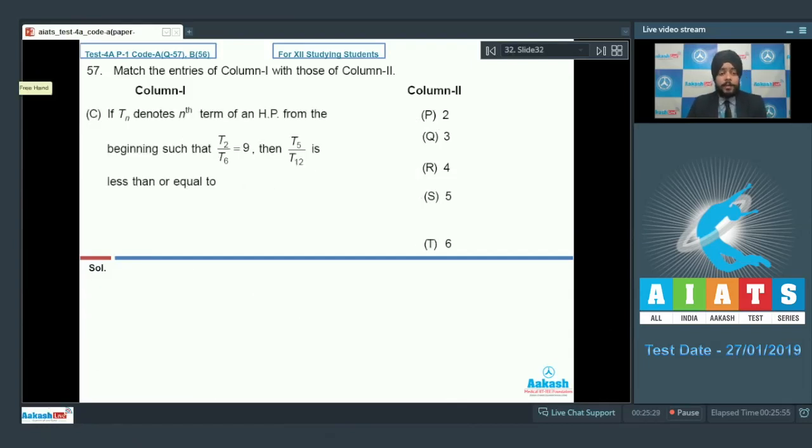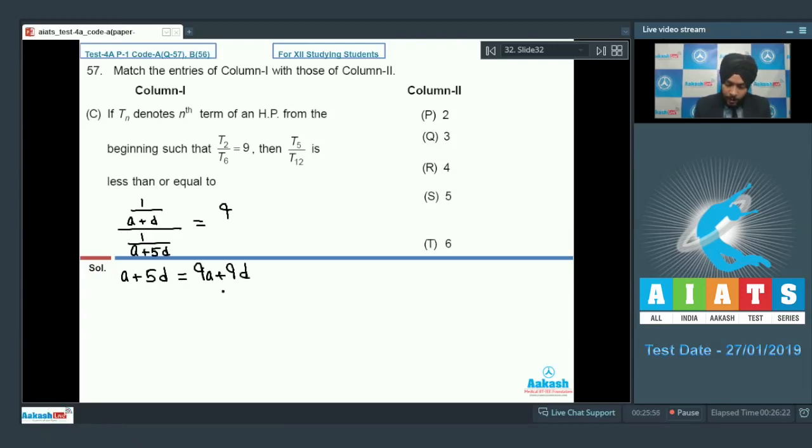C part says that if Tn denotes the nth term of an HP from the beginning such that T2 upon T6 is equal to 9, then T5 upon T12 is less than or equal to. Students, we know that the reciprocals of the terms of an HP are in an arithmetic progression. So T2 can be written as 1 upon a plus d and T6 can be written as 1 upon a plus 5d. So this is equal to 9. So a plus 5d is equal to 9a plus 9d. From here you will get 4d is equal to minus 8a, and d is minus 2a. a and d are the first term and the common difference of the corresponding AP.